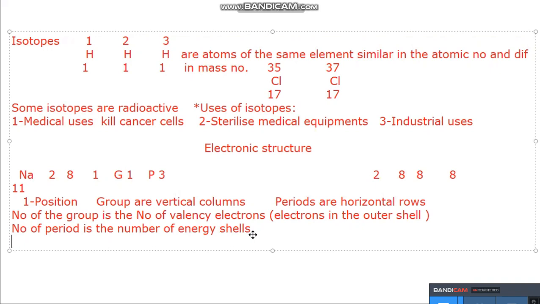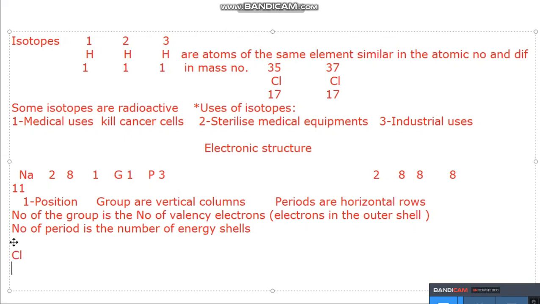Let's talk, for example, about chlorine. We have chlorine, Cl, atomic number 17. First of all, we make the electronic configuration of the element. We will make the electronic configuration for chlorine, 17. Who can make the electronic configuration of chlorine? Paris? Yes. 2, 8, 7. Yes, excellent.